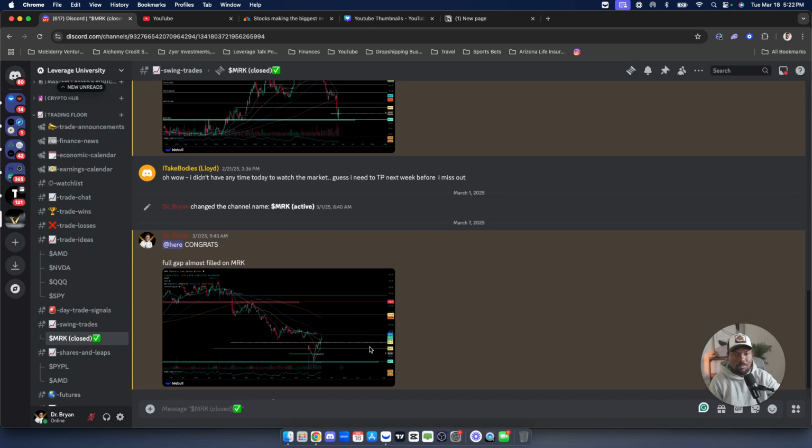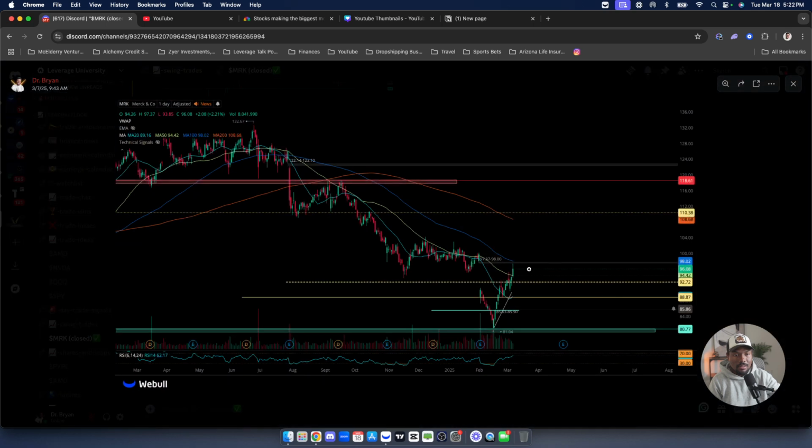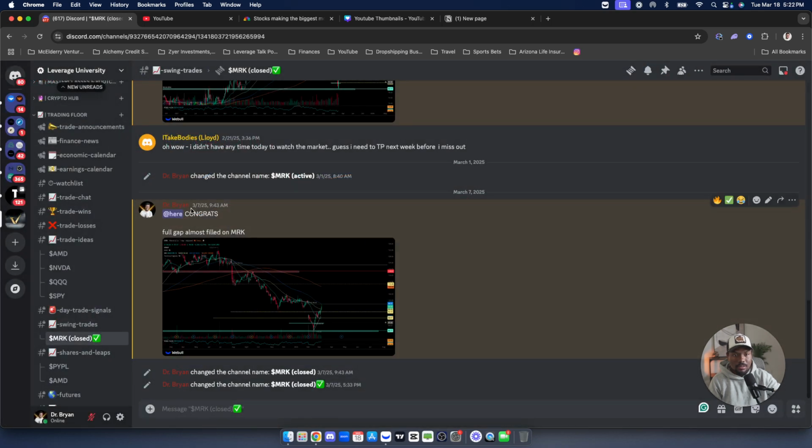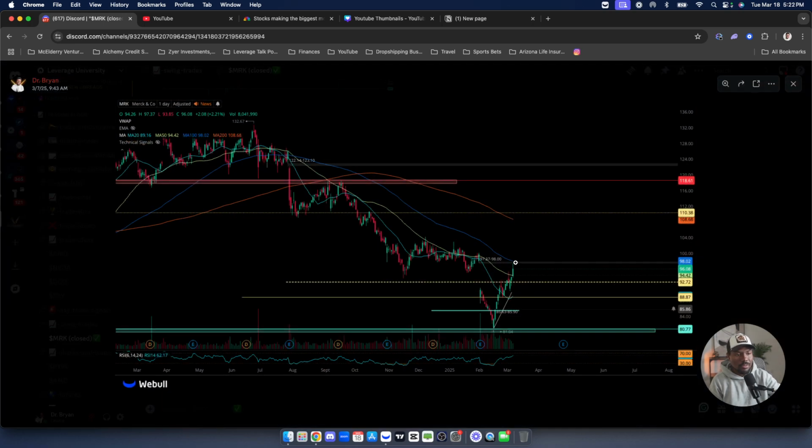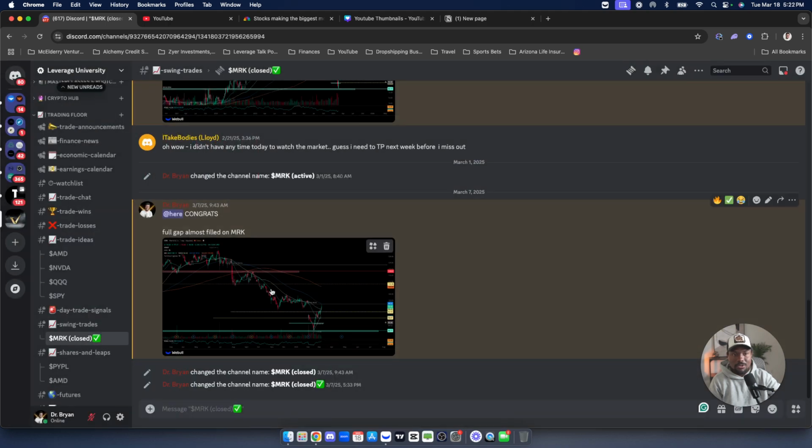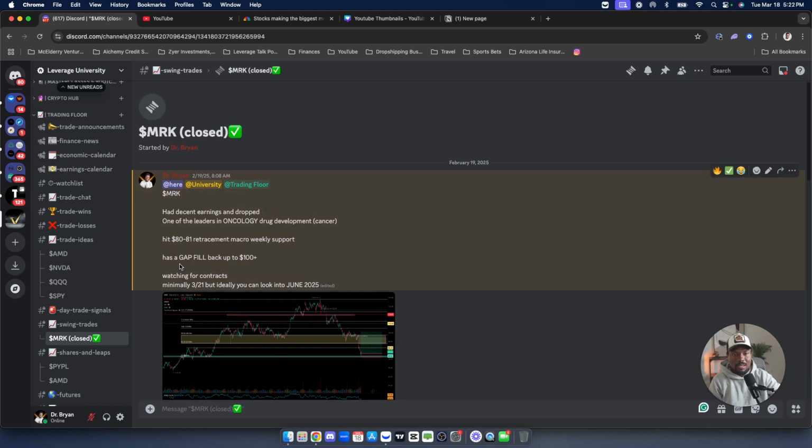That's $9 movement. And then this was March 7th. So now you're talking about close to 2 weeks into this trade. And now it is almost fully filled this gap and it's almost back to 100. Do you see what I said at the very beginning, a gap fill back to 100 plus?